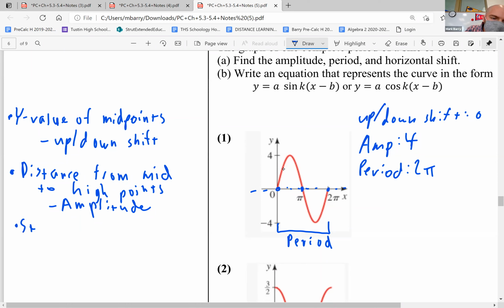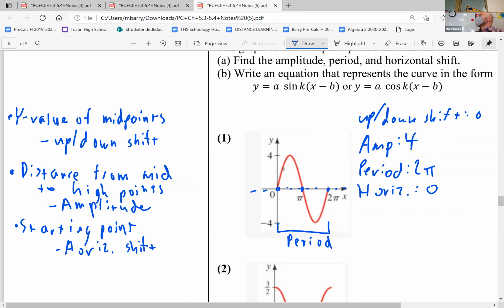And then your starting point is going to be your horizontal shift. So my horizontal shift here is actually 0 again. I have no horizontal shift. We're starting at the y-axis, right? We didn't move left or right at all.